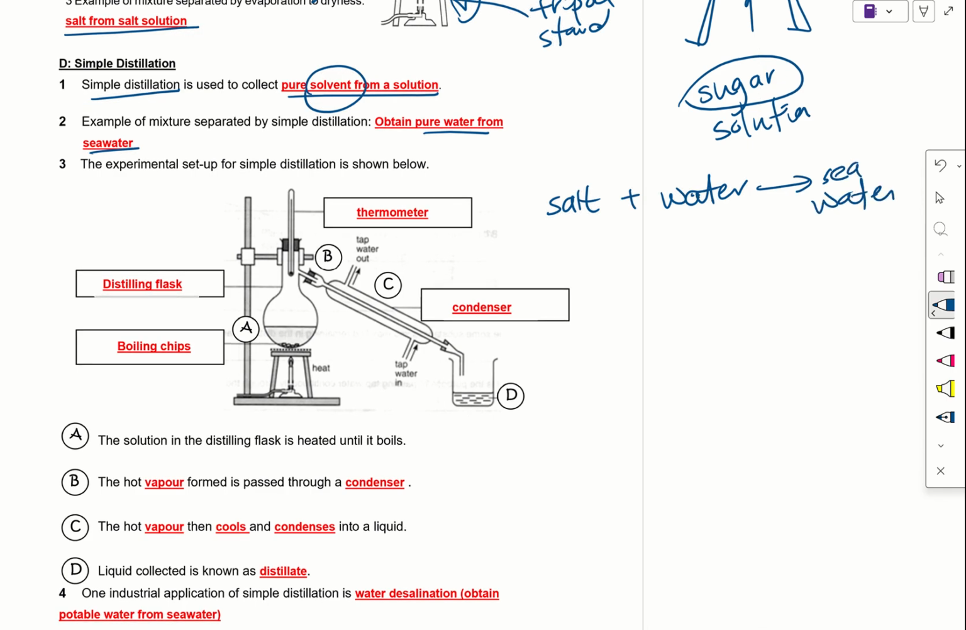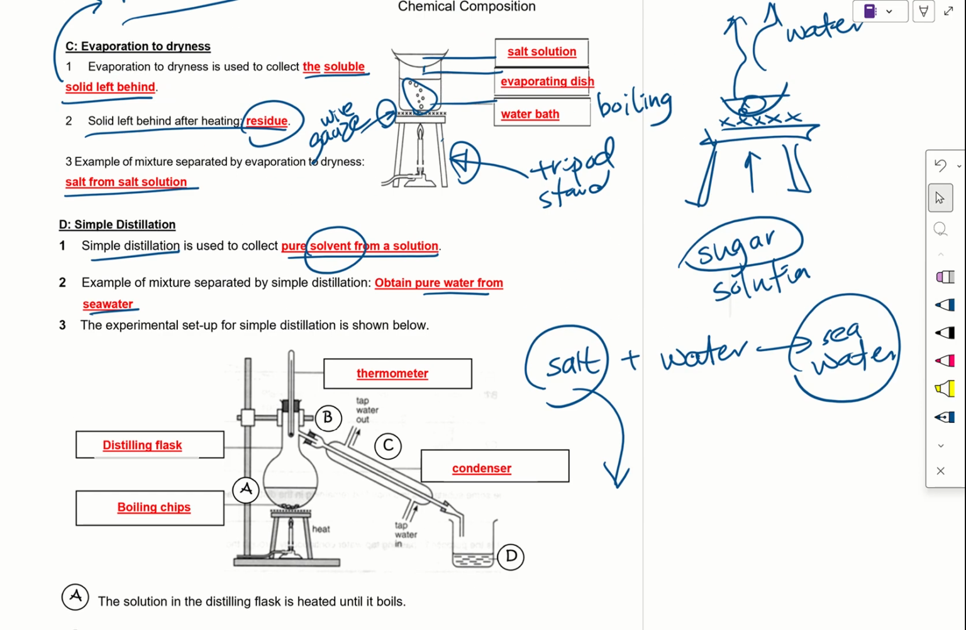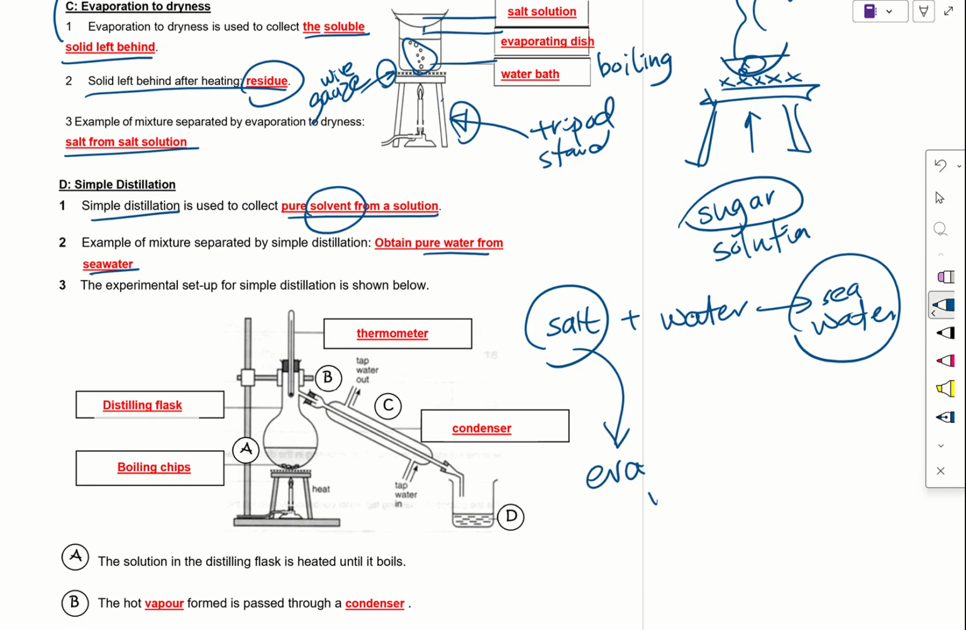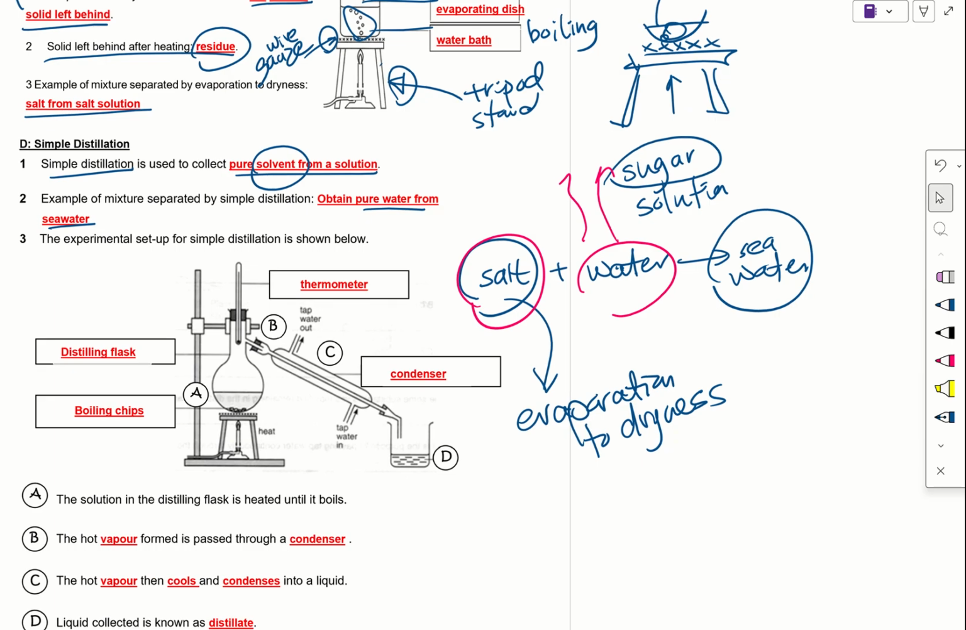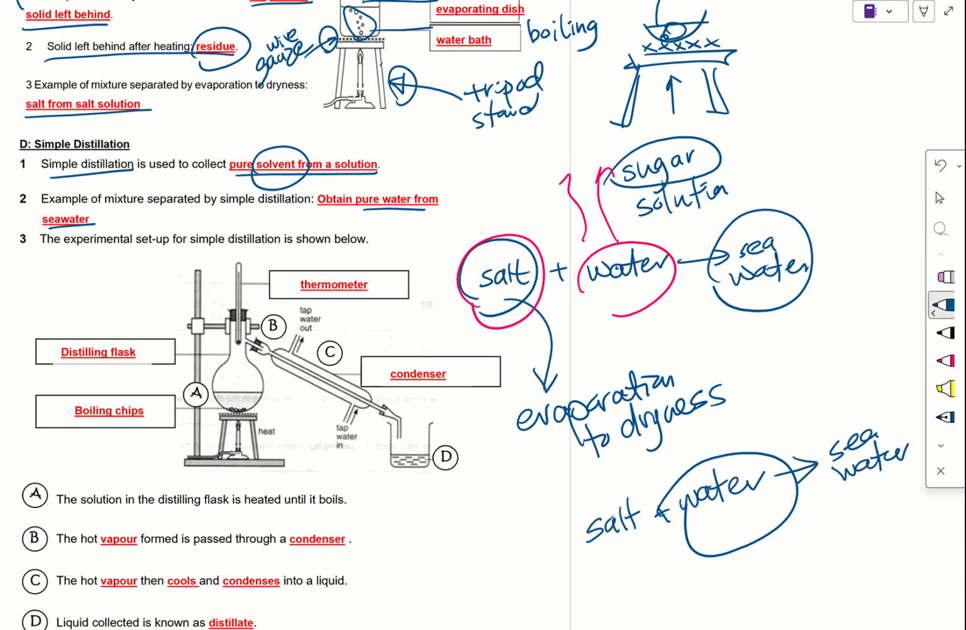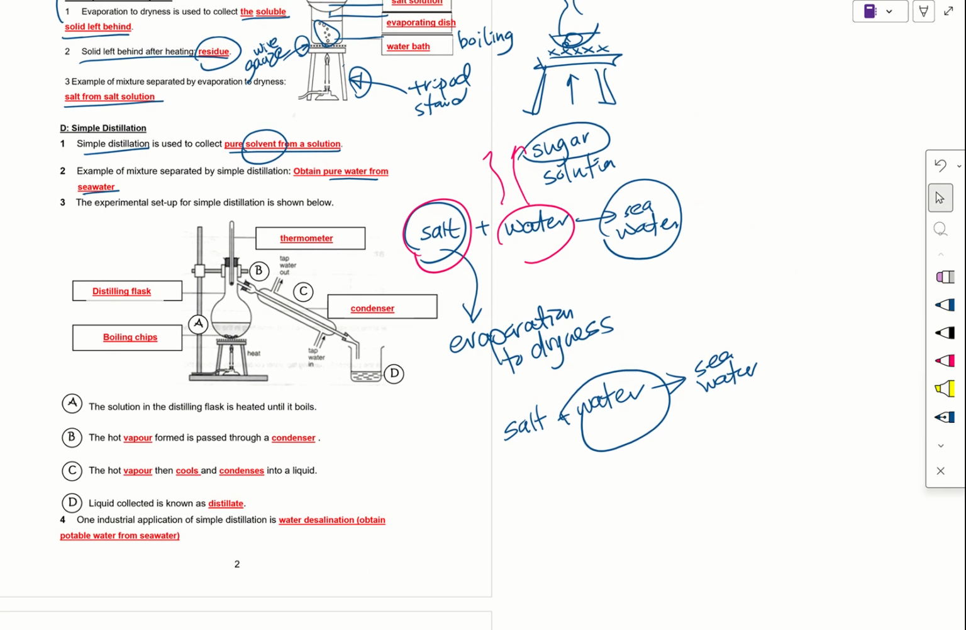So if I want the salt from the mixture, I will need to use evaporation to dryness. Meaning to say, I let the water evaporate, leaving behind the residue of salt. But now if I want the water instead, I don't care about the salt or whatever else is inside the seawater, then I will have to use simple distillation.